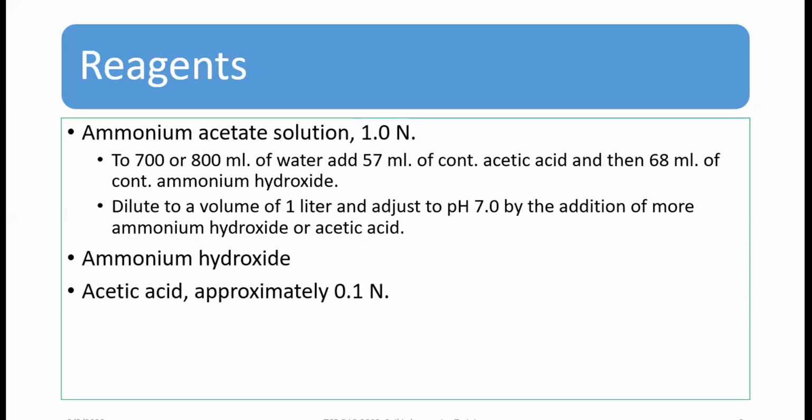As Abir mentioned, the pH should be 7, and this of course is critical for this methodology, in how similar it is to the real condition of the soil in the field. Ammonium hydroxide and acetic acid are approximately 0.1 N. Both of them are used in the preparation of ammonium acetate with normality 1 N.